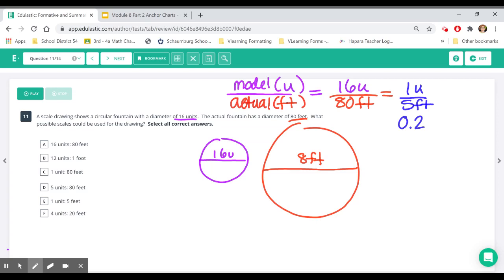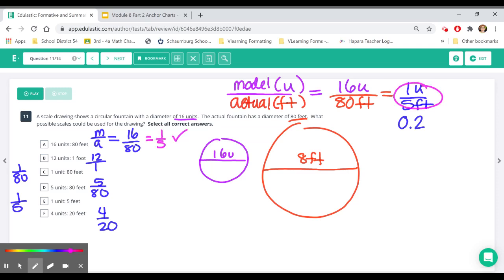So if I were to take the ratio between the model over the actual for all of these by dividing 16 by 80, by dividing 12 by 1, by dividing 1 over 80, as long as it's the model over the actual, 5 over 80, 1 over 5 for E, and 4 out of 20 for F. Dividing each one and comparing them to my fraction, I should get 1/5 if they simplify and are equivalent.